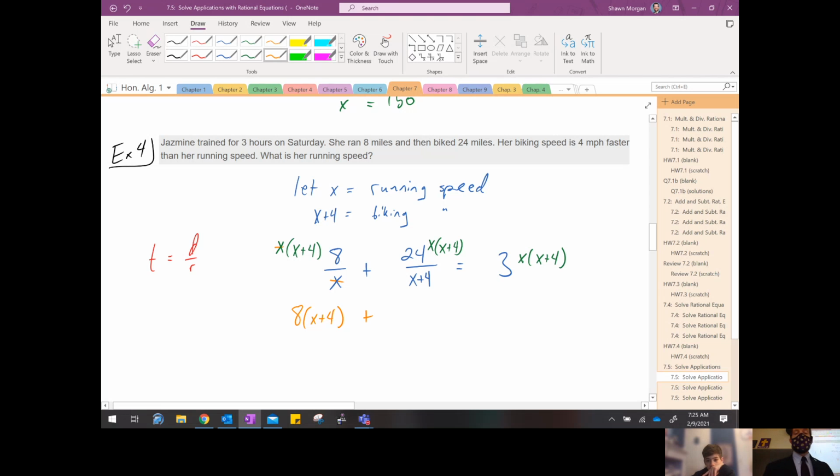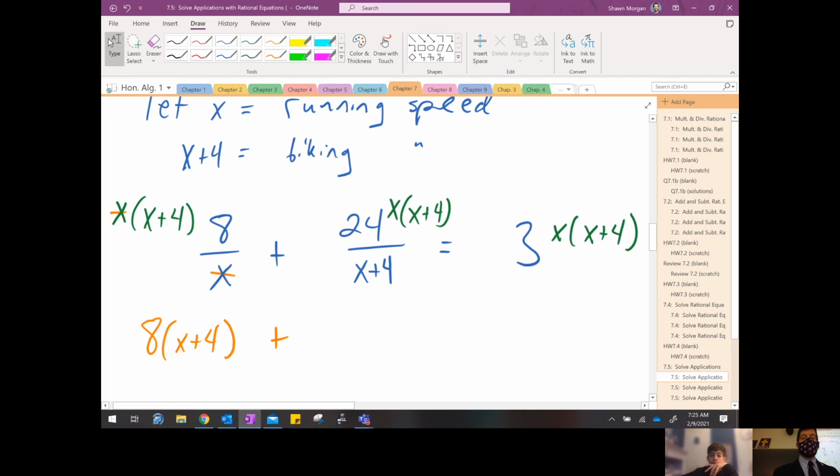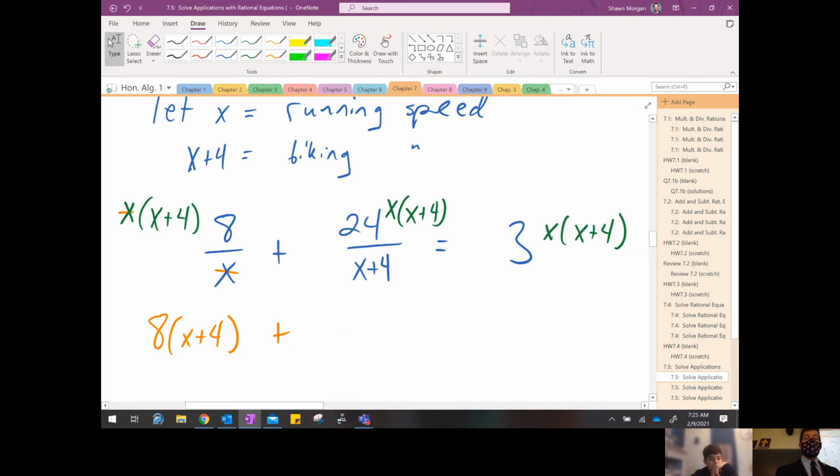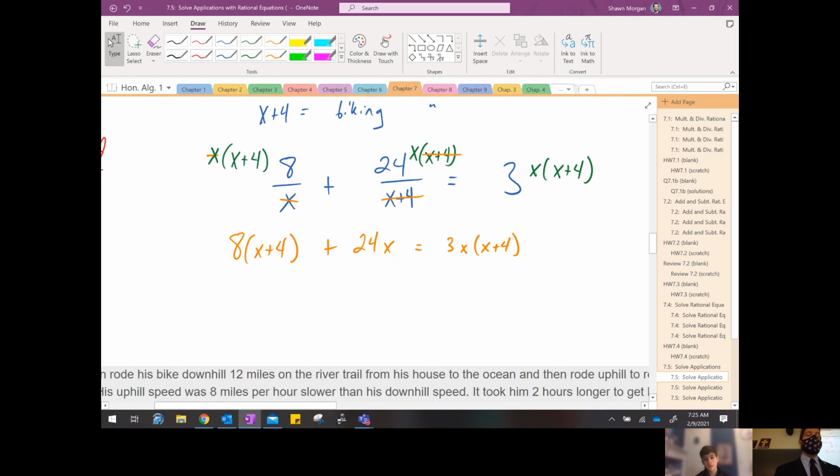Let's see here. James, what cancels out in the middle fraction? Yeah, the x plus 4. It's going to cancel out in the middle fraction. That leaves me with what, class? All right, 24x. And then the right-hand side was not a fraction, so nothing's going to cancel. So I'm going to be left with 3x, x plus 4. Again, if you're an alpha dog, you could distribute and get 3x squared plus 12x.